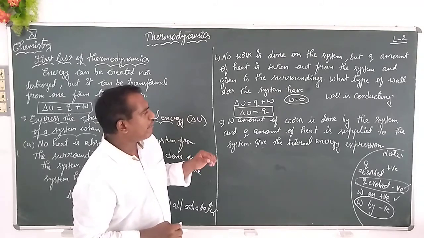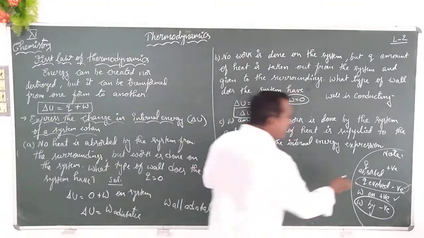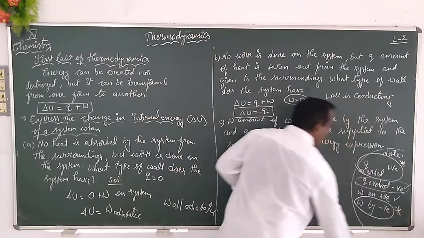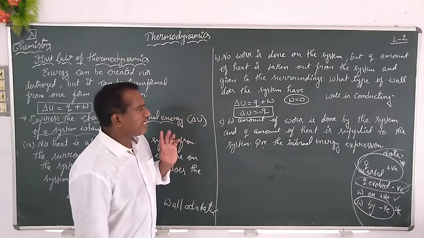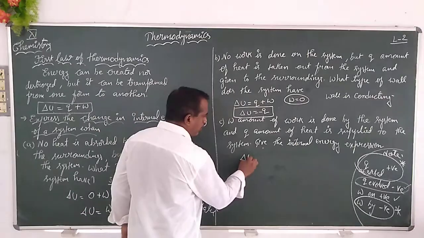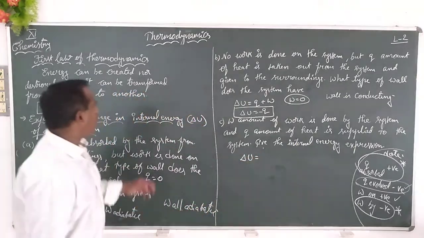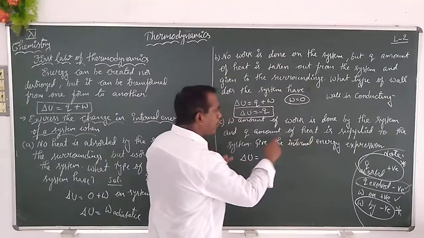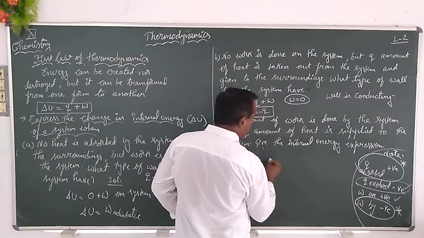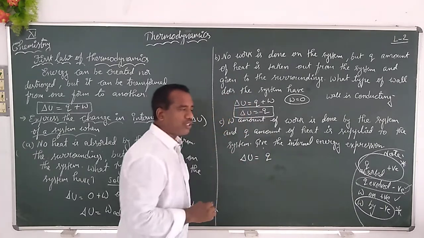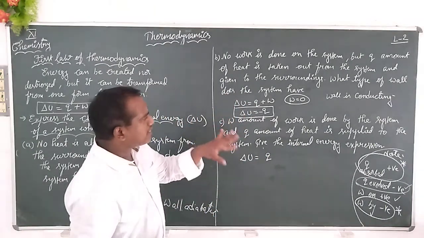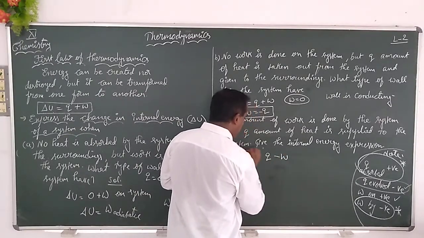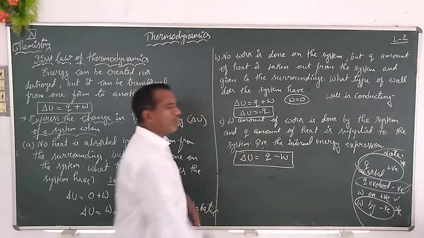Q amount of heat is supplied to the system, means absorbed. Q amount is absorbed. W is taken. Give the internal energy expression. So delta U is equal to, generally what we know, Q plus W. What about the heat? Heat is supplied to the system, absorbed, means it is already a positive value. W amount of work is done by the system, it is given by the system, so we can say internal energy change is equal to Q minus W.